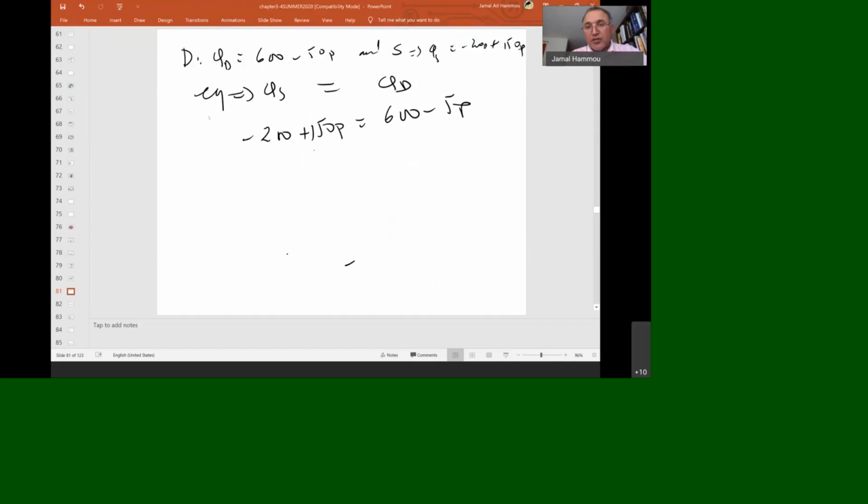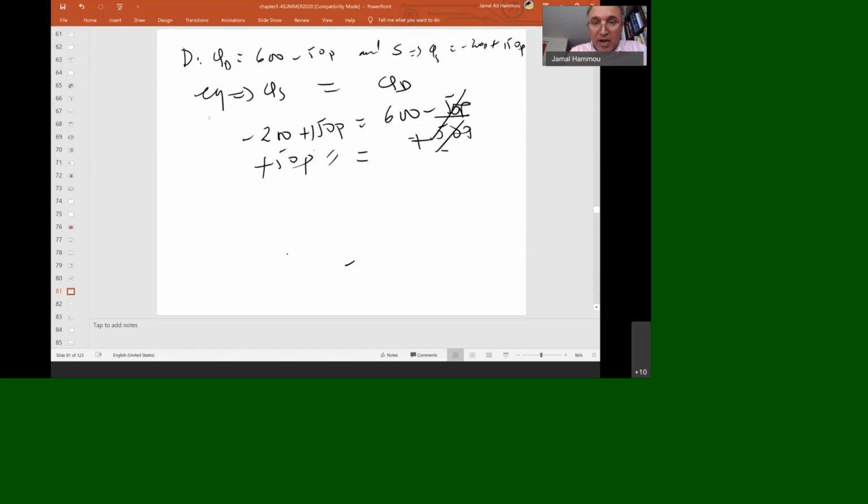I have to bring the terms that are alike to one side, and the ones that are not alike to the other side of the equation. For example, I will bring the P's to this side, and I will bring the numbers to the other side. So I will start by adding 50P here. If I add it, I have to add it on both sides to keep the equality unchanged. I add 50P and 50P, so it's gone here because minus 50P plus 50P is gone.